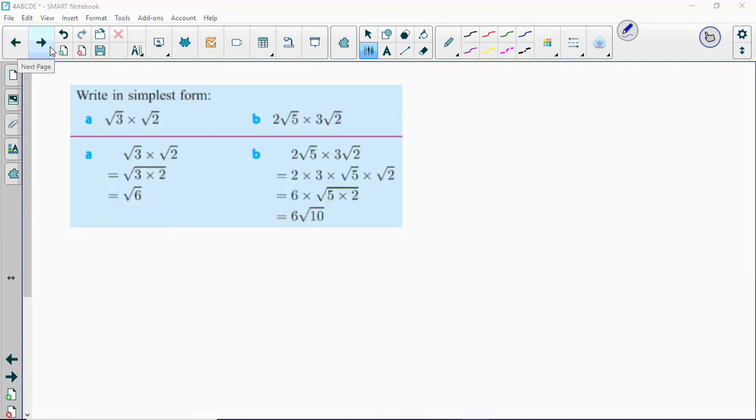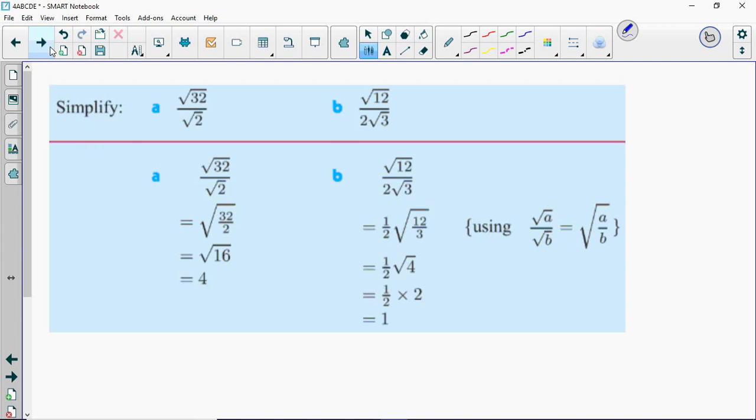Here's 2 more. You can pause the video now if you want to look these over and think about them. And here's just a few with division. Again, on the left, 32 divided by 2 is 16. And I know the square root of 16 is 4, so that's easy. On the right, let's ignore this 2 in the denominator for just a second, and notice that the other two numbers are 12 over 3. So if we consider that as just the square root of 4, that becomes an easy problem as well, and we just got half of 2, which is 1.